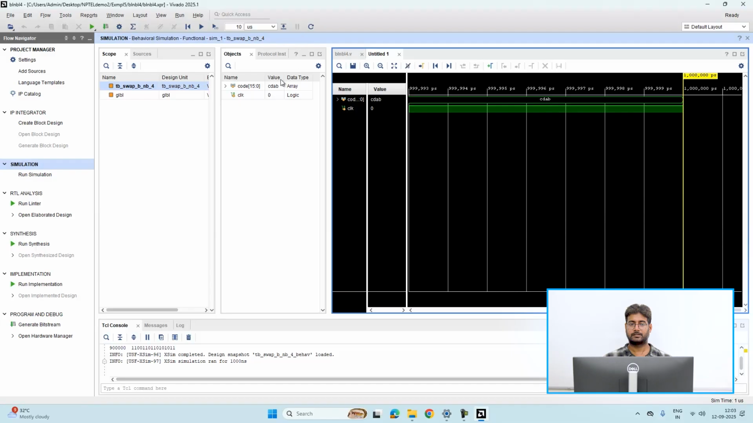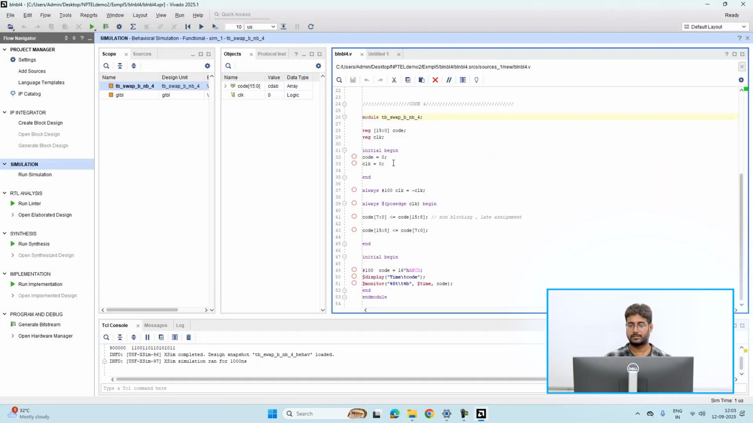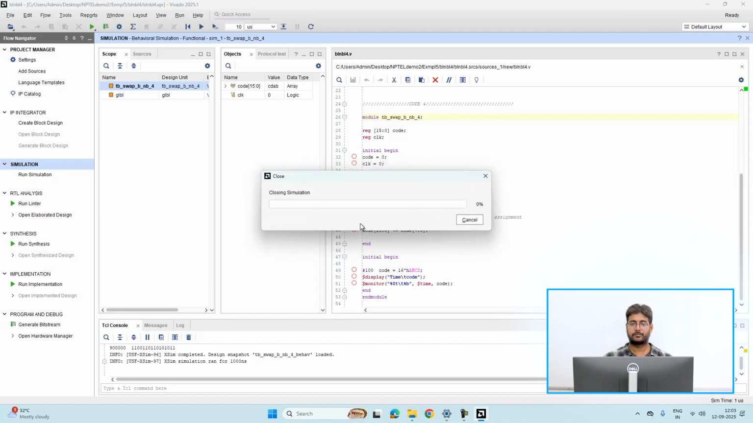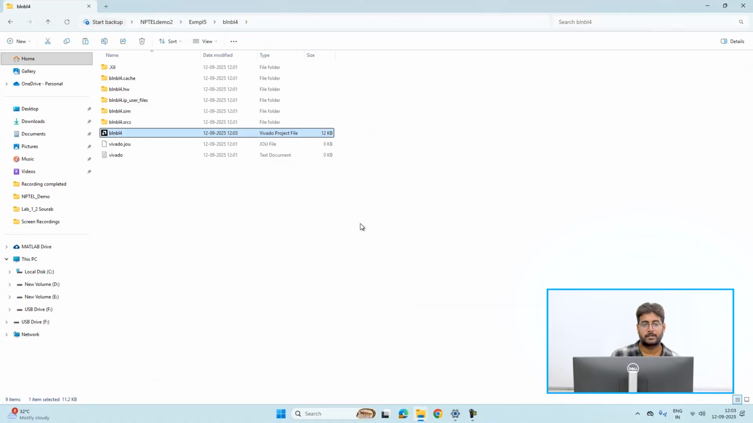So thus we could highlight how using non-blocking statements we could perform this simple task called data swapping, which was not possible through blocking statements at all. Whatever we tried, we couldn't achieve data swapping. So thus we end the simulation part of demonstration 2, where we covered the simulation of some of the sequential circuits that were taught in the lectures. Thank you.